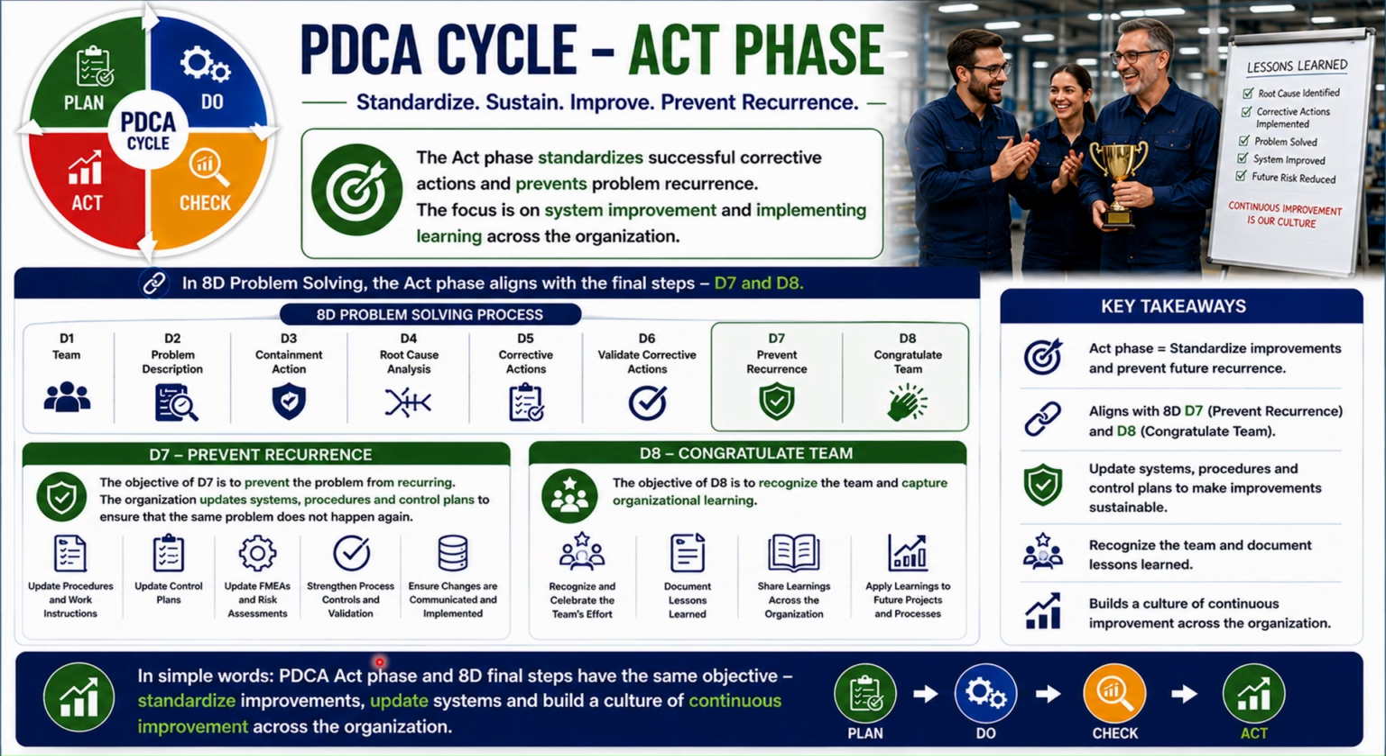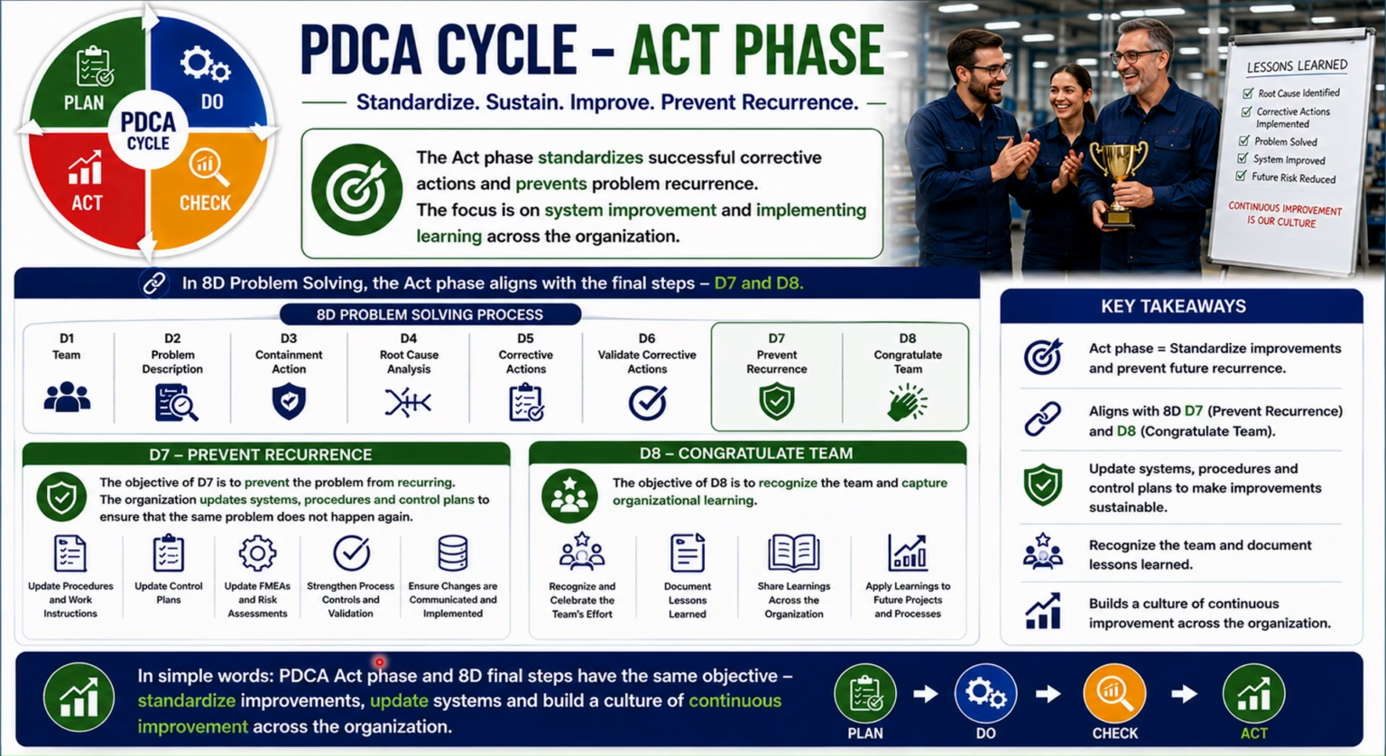In D7, organizations update their procedures, work instructions, control plans, FMEAs, and other management system documents to ensure that the same problem does not occur again. These updates transform successful corrective actions into standardized practices across the organization.